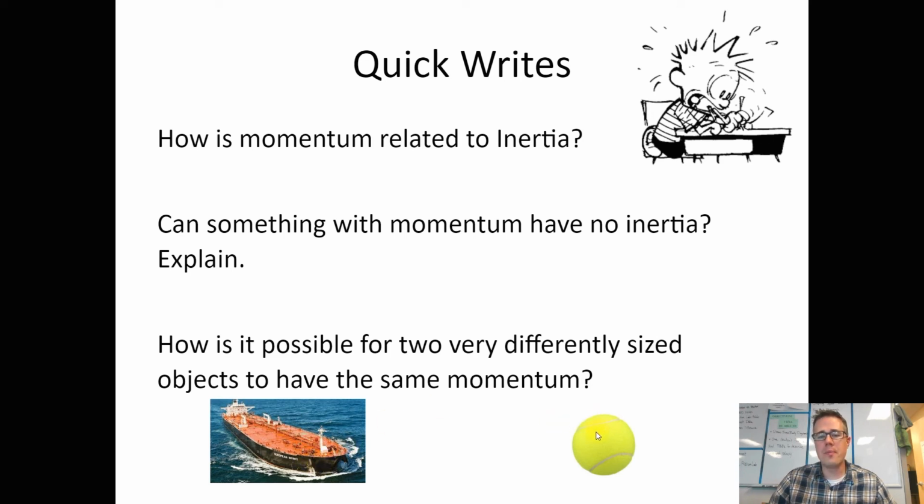And then you have a tennis ball. In order for these objects both to have the same momentum, there's basically 2 ways. Either they're both stopped, then they both have 0 momentum, because it's not hard to stop a thing that's not moving, it's already stopped. Or this tennis ball has to go really fast, like really, really fast.